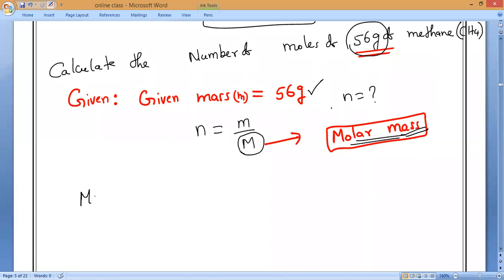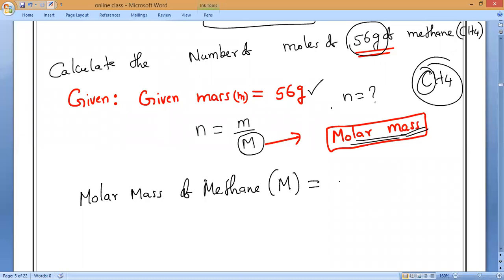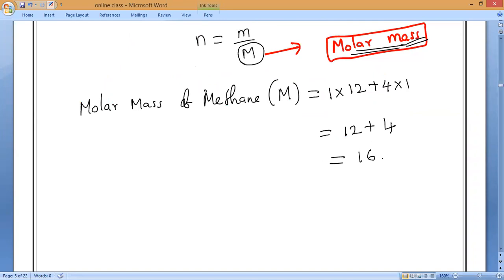So what is the molar mass of methane? Molar mass of methane, which we represent with a capital M, is equal to the number of atoms of the first element in CH4, which is 1, into the atomic mass of the first element, 12, plus the number of atoms of the second element, which is 4, and its atomic mass is 1. So it equals 12 into 1, 12, plus 4 into 1, 4, which is equal to 16 grams. What is the molar mass? 16 grams. Any doubt till here?